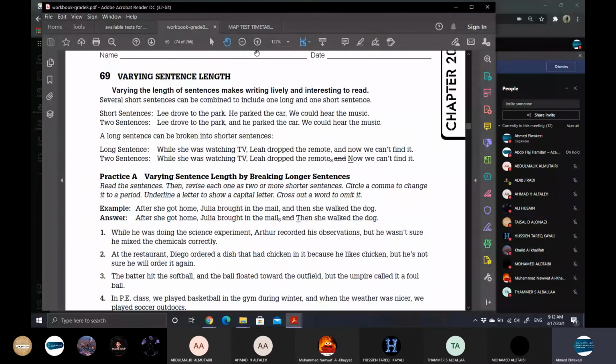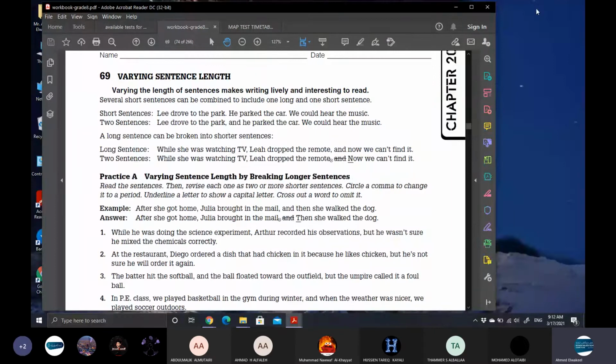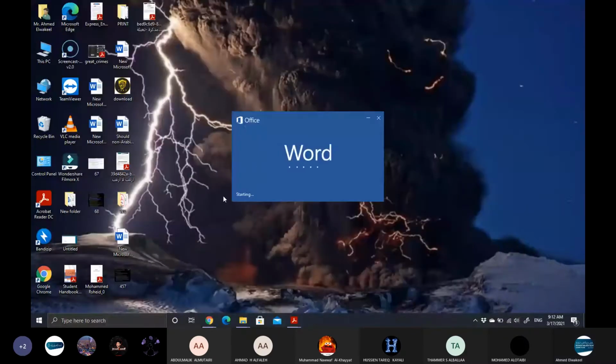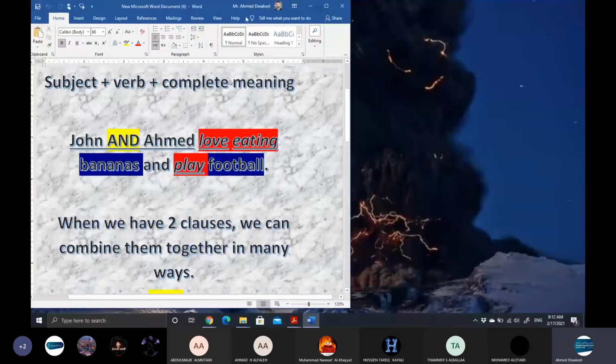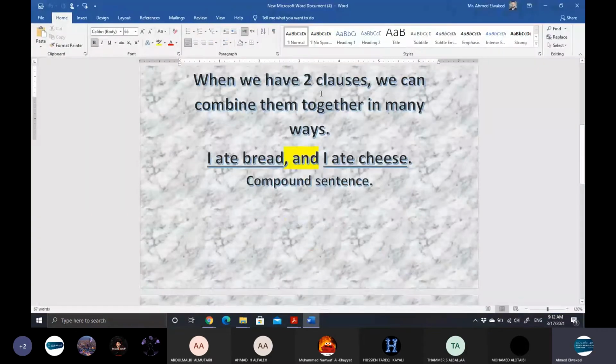Today we will continue our session by speaking about varying sentence length. So, before we start our session, let's just go and open Teams, our office, and go.